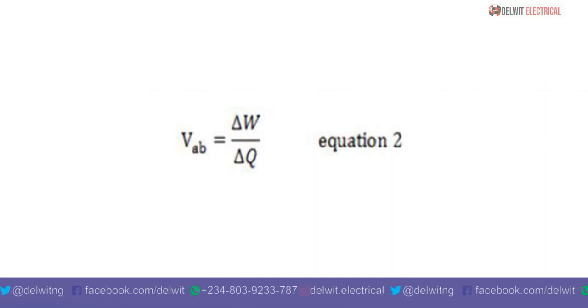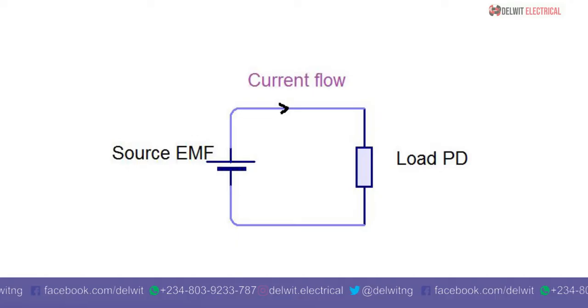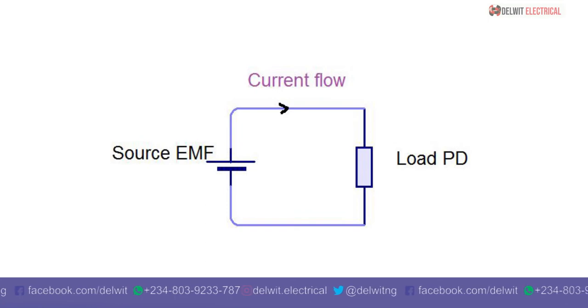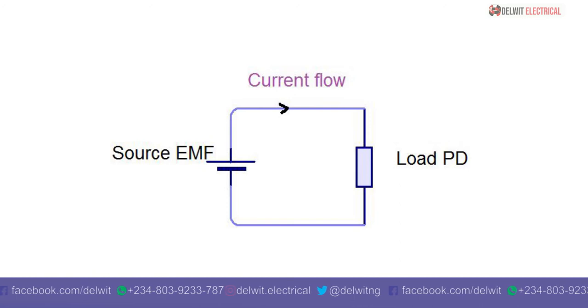Having explained what voltage is and the potential difference, we will now use this circuit to explain one fundamental term that has to do with voltage, the electromotive force. If you look at this circuit, you would see that the source EMF, which is the electromotive force, represents the driving influence that causes a current to flow.